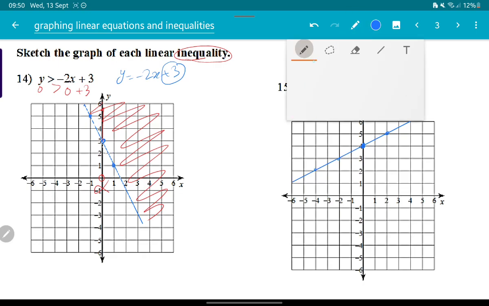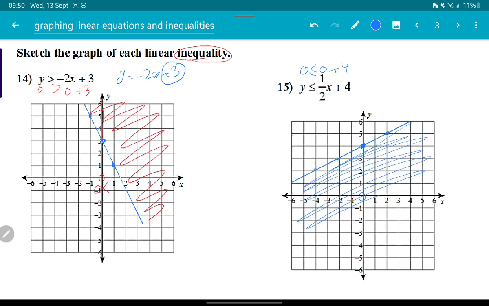Now the part for shading. Which part to shade? Let's test the 0. This is 0 and this is 0. This is 0 plus 4. Replace x and y by 0. 4 is greater than 0. Yes, 4 is greater than 0, so we can take this part that contains 0. So all this area will satisfy the inequality.